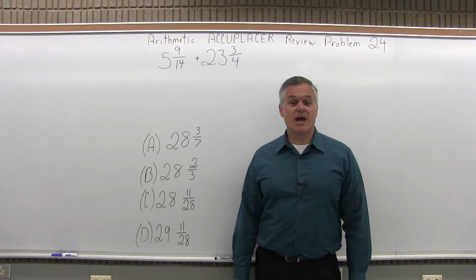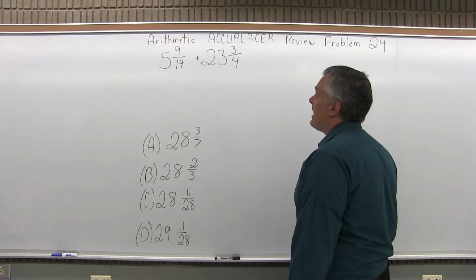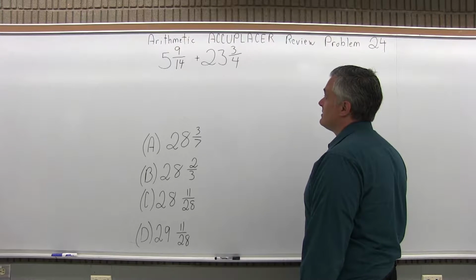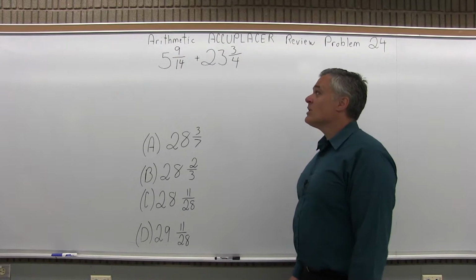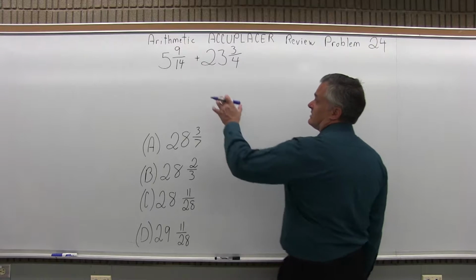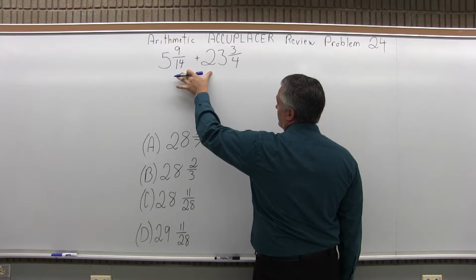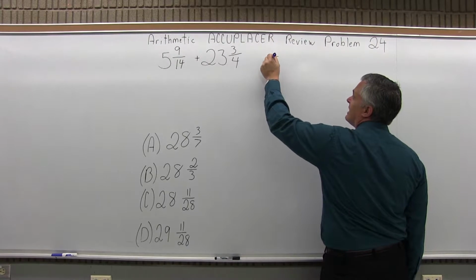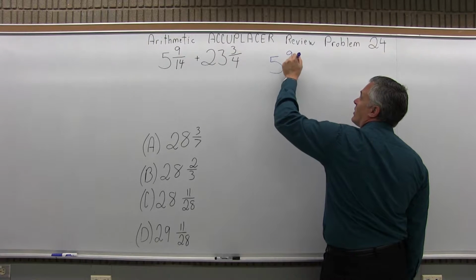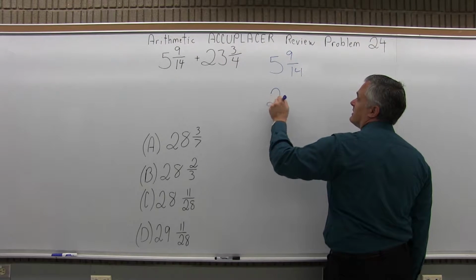This is the Arithmetic ACCUPLACER Review, problem number 24. We want to add 5 and 9/14 plus 23 3/4. So this is an addition of fractions. We're going to need to find the common denominator, and we need to add the numbers together and the fractions together. So for problems like this, I prefer to write it vertically. I see it more easily than the horizontal form that it's written in.